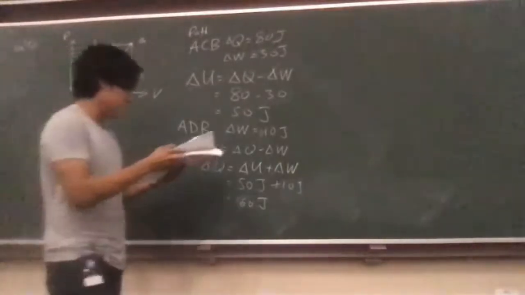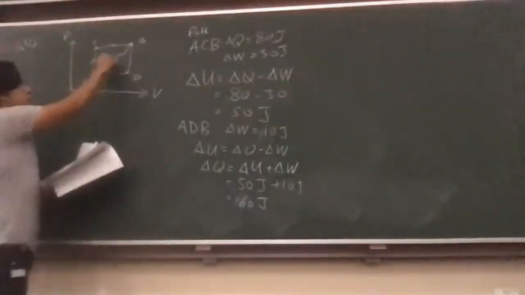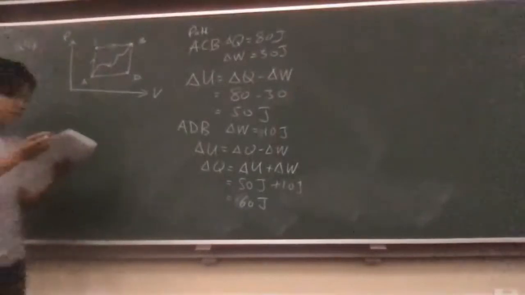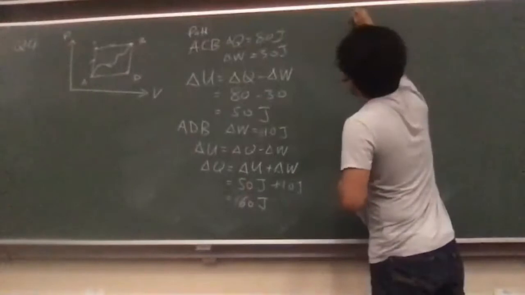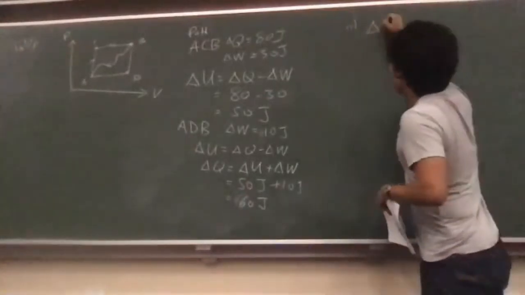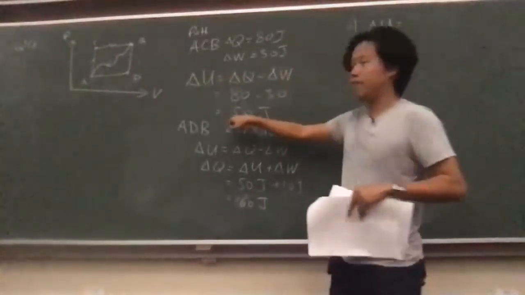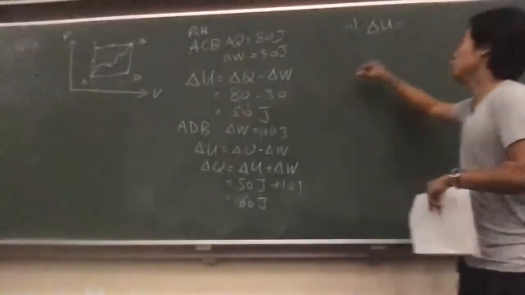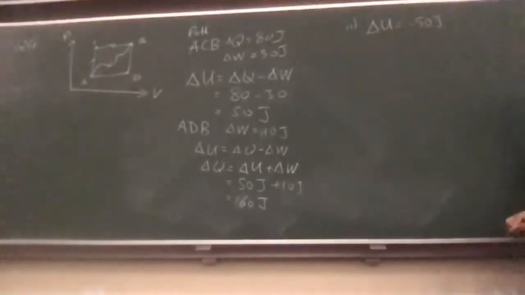Okay, and for the next part, the system returns from B back to A, but now goes along the curved path instead, and the work done on the system is 20 joules. So for this part, now your delta U, you're going from A to B, you gain 50 joules of internal energy. So when you come back, you should give back 50 joules. So going in reverse, you get negative 50 joules of internal energy.